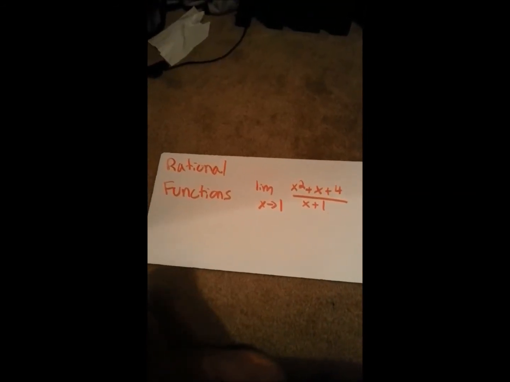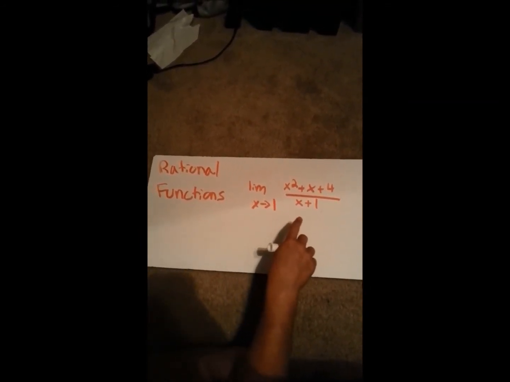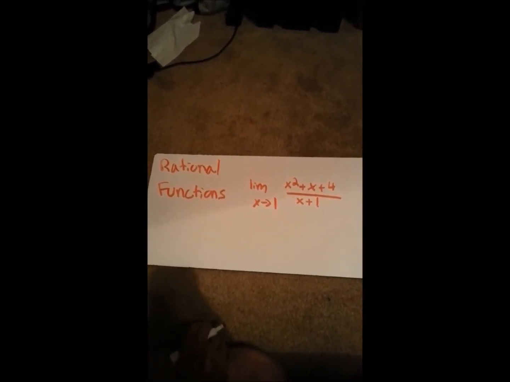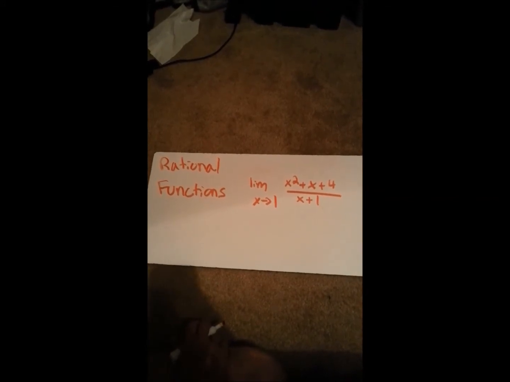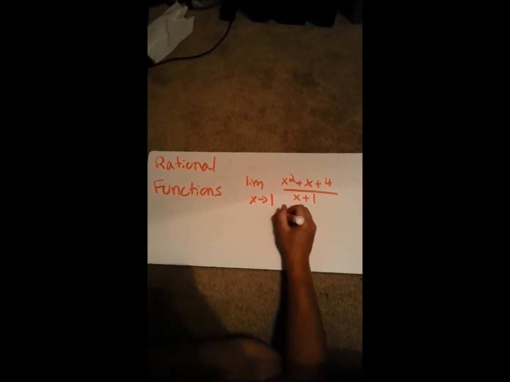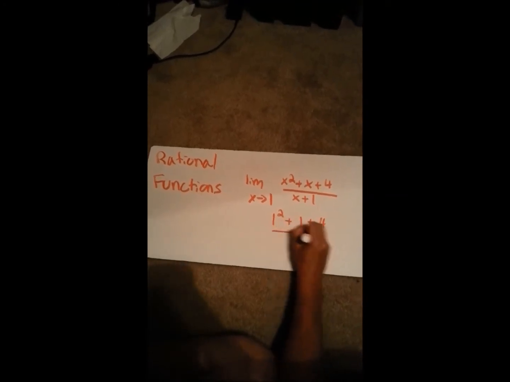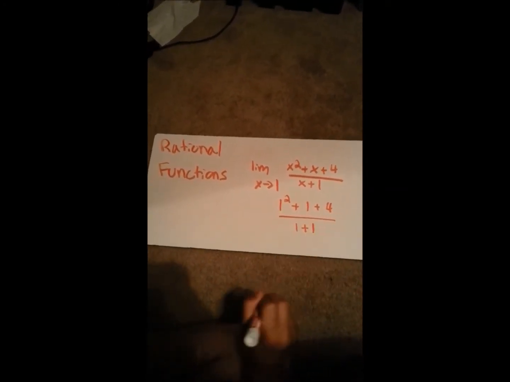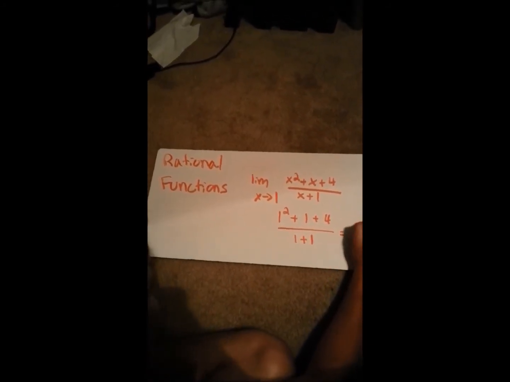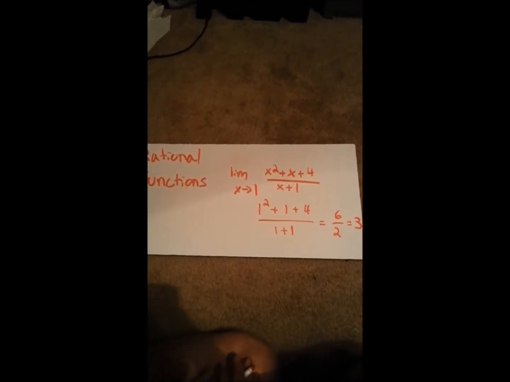Now we're dealing with rational functions. In this limit here, we have x squared plus x plus 4 over x plus 1. Since we can't factor, we will have to use direct substitution. You will plug in 1 for every x. So 1 squared plus 1 plus 4 over 1 plus 1. This simplified is equal to 6 over 2, which is equal to 3. And that is your answer.